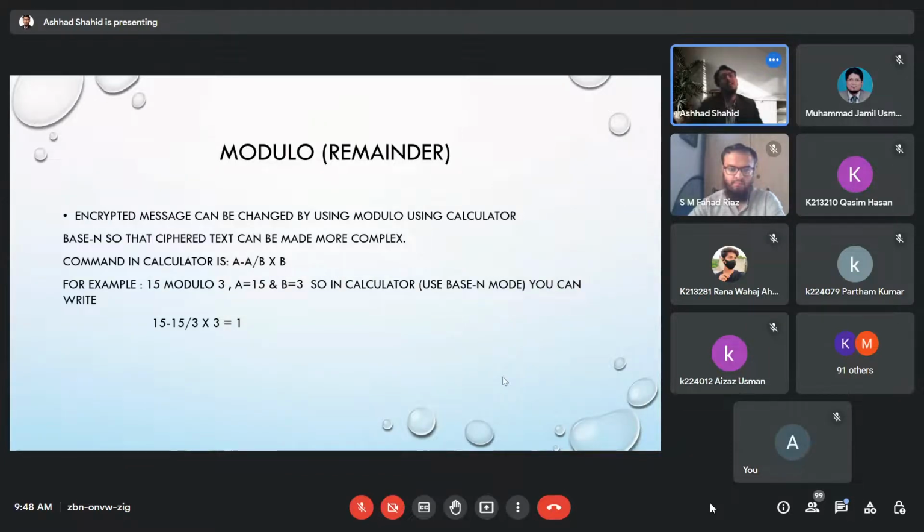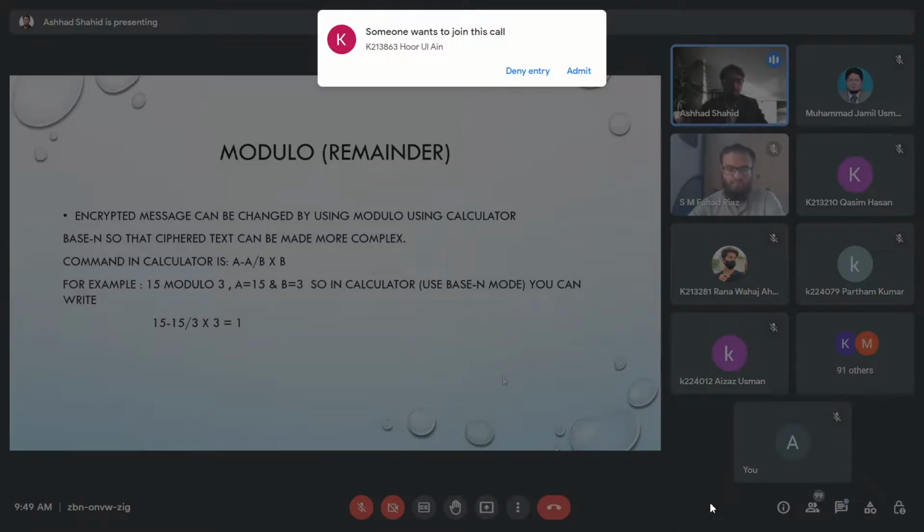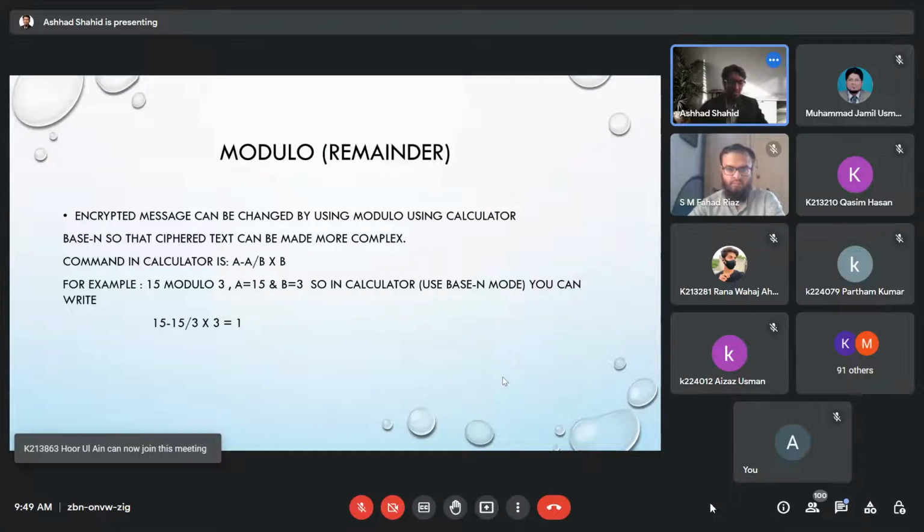Modulo is described as how we can find the remainder, or what will happen if we divide 15 modulo 3. Let me check, please. Oh, 15 modulo 3 is 0. I mistakenly wrote 1 here, but 15 modulo 3 is basically 0, since the remainder is 0. I'll correct this type of mistake.